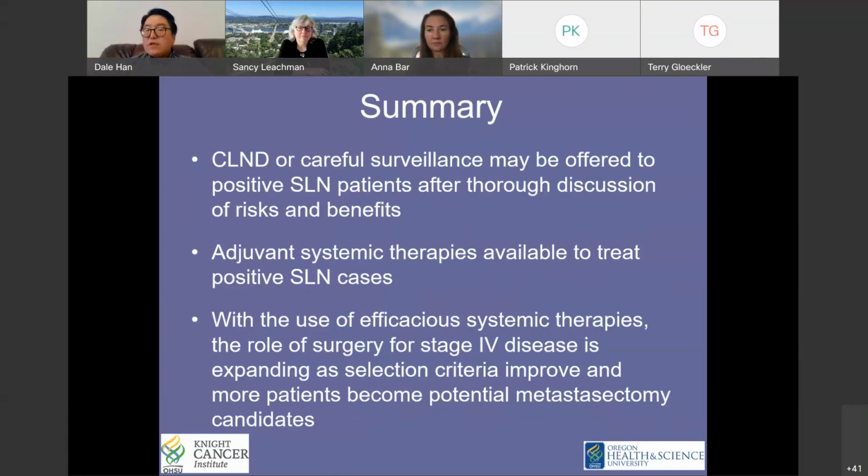And there are now adjuvant systemic therapies available to treat positive sentinel lymph node cases. And finally, with the use of these new efficacious systemic therapies, the role of surgery for stage 4 disease is expanding as selection criteria improve. More patients become potential metastasectomy candidates.